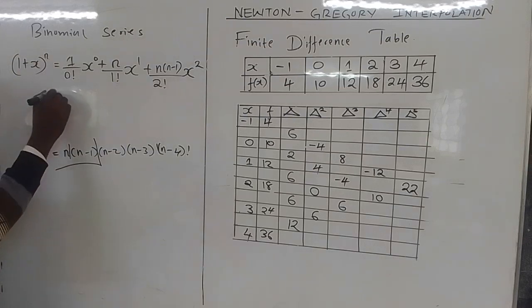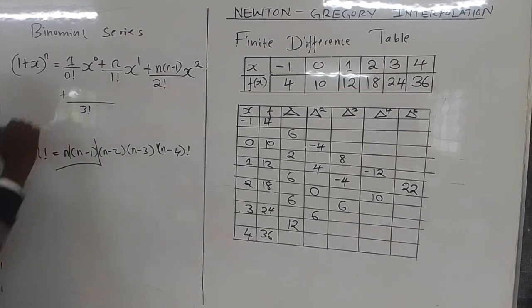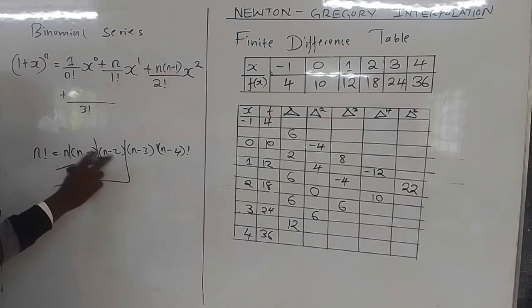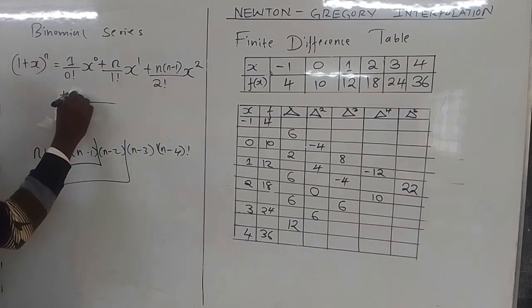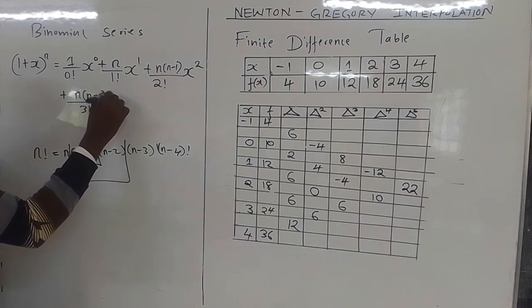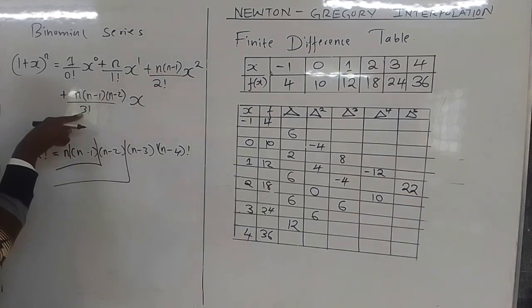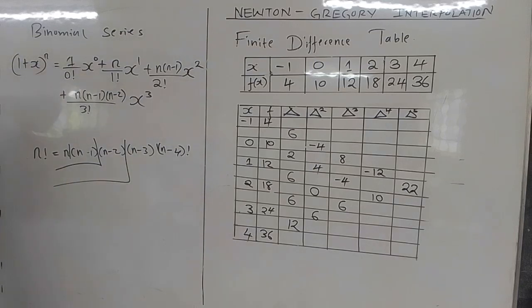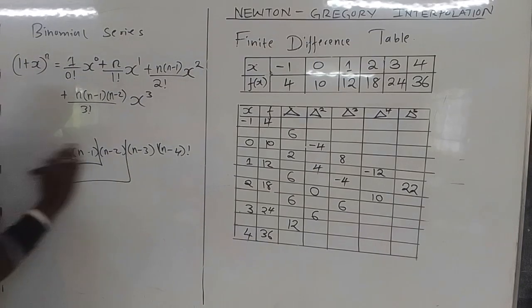Then the next one, plus, after 2 factorial, when we have 3 factorial, it means there are how many terms in the numerator? 3 terms. So where are the 3 terms reaching? 1, 2, 3. 3 terms will reach there, isn't it? That is n, n minus 1 and n minus 2. Then our x is raised to power what? Power 3, because x is what we have here, isn't it? Yes. So that was the expansion.